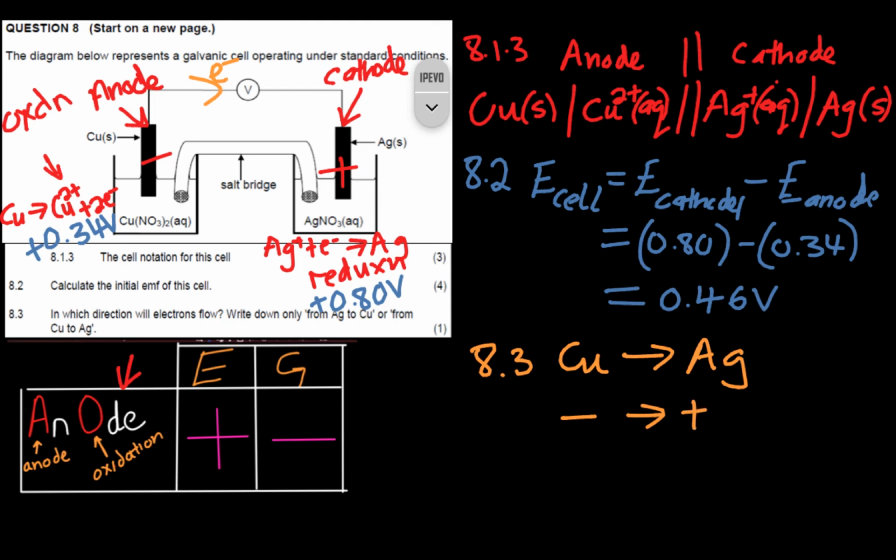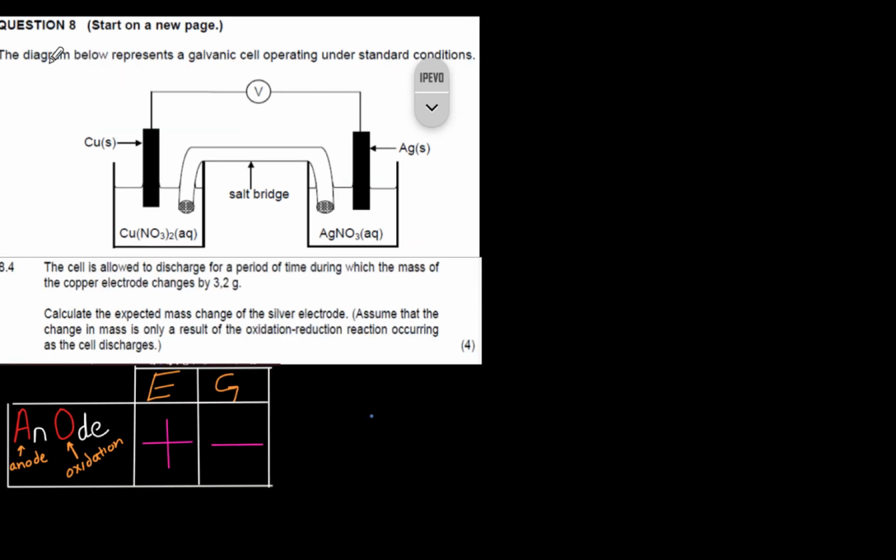Okay, now let's move on to the next question. The next question says the diagram below represents a galvanic cell operating under standard conditions. You can see the diagram. Let me take this opportunity to explain the standard conditions here. Standard conditions for a galvanic cell are a concentration of 1 mole per dm cubed for the solution, and pressure if there are gases. In this case, there are no gases, so you can't talk about pressure. However, pressure, if it was there, would be 1 atmosphere. And the temperature is 298 kelvin. Those are the 3 standard conditions that you should know. Now, let's go to the question.